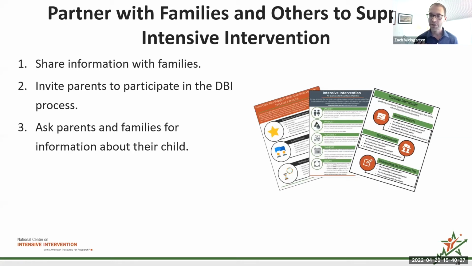And so we want to make sure that we're sharing information with families, but ideally it's not just a one-way sharing of information where it's all going from the school to the family, but really thinking about how can we foster two-way communication between school and the family to really be hearing from families about their experiences and what they think is going to be most effective for their students. So we want to invite parents to participate in the DBI process.